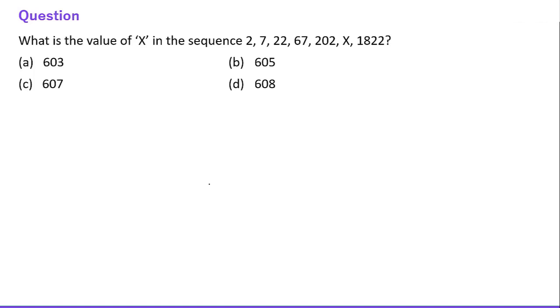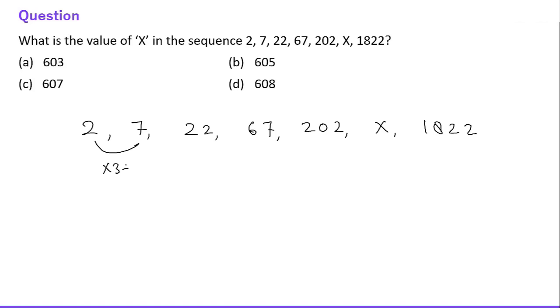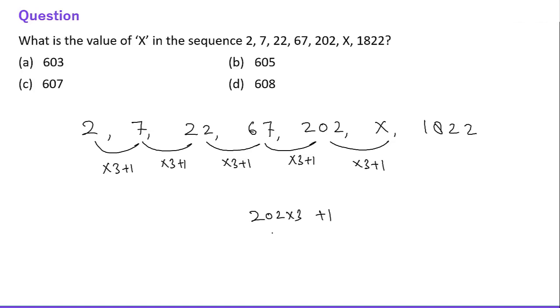The next question says, what is the value of x in the sequence 2, 7, 22, 67, 202, x, 1822? Each term is the previous one times 3 plus 1. 2 times 3 is 6, plus 1 is 7. Then 7 times 3 is 21, plus 1 is 22, and so on. So 202 times 3 plus 1 is 606 plus 1, which is 607. So the correct answer is 607.